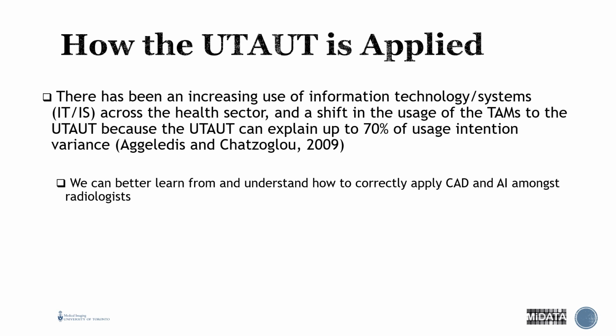Meaning, in statistics, the R-squared of a linear regression, for instance, represents the percent of variance that is explained by your model. So what it's saying here is that the UTAUT model can explain up to about 70% of the usage intention variance. And by using these models, we can better learn from and understand how to correctly apply CAD and AI in the radiology space.